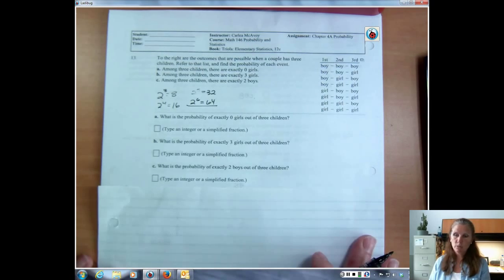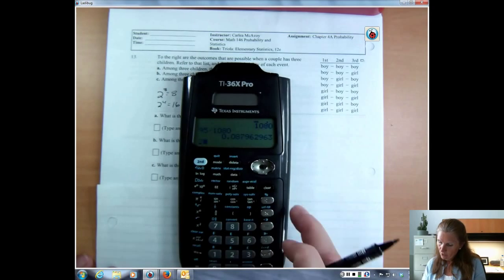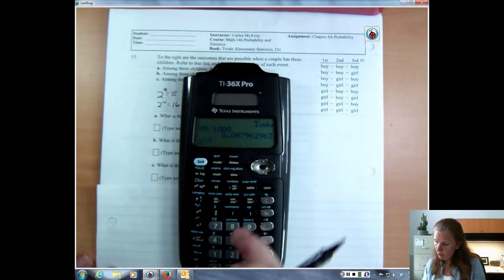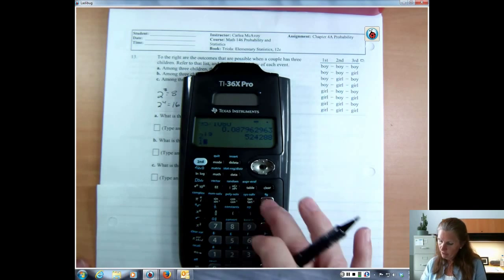It's 2 to the 19th power. What is 2 to the 19th power? 2 raised to the 19th power is 524,288. So it was a 1 in that. So 1 divided by that answer.